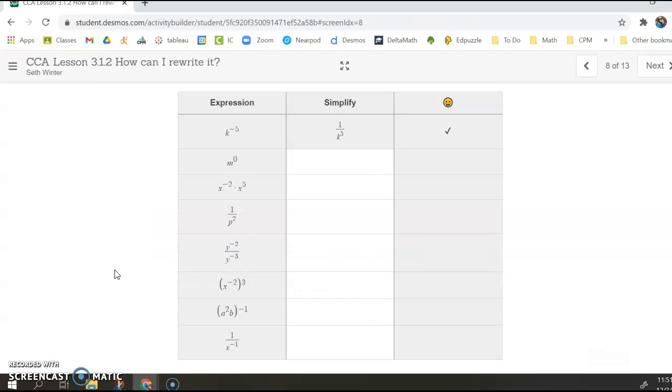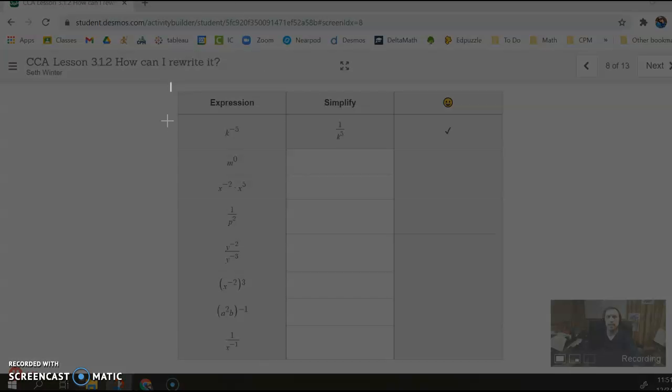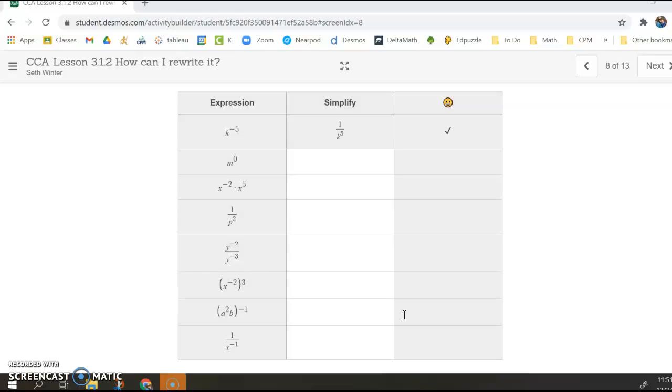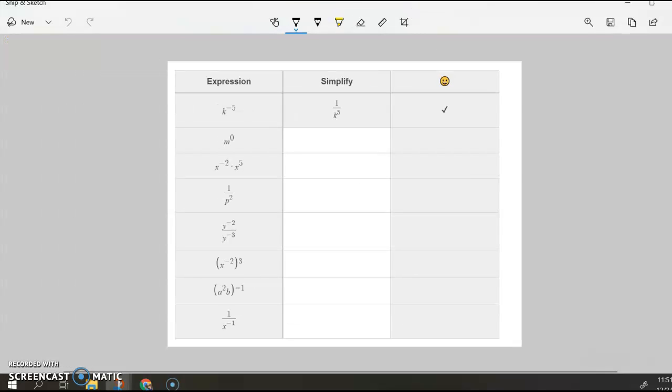So here we are on slide 8. I want you to try out each of these. Okay, take a moment and we'll come back and we'll look at them. Take a look. Hopefully you pause the screen. You're taking a look at it. I'm going to copy this, make a little copy for us. There it is. All right.